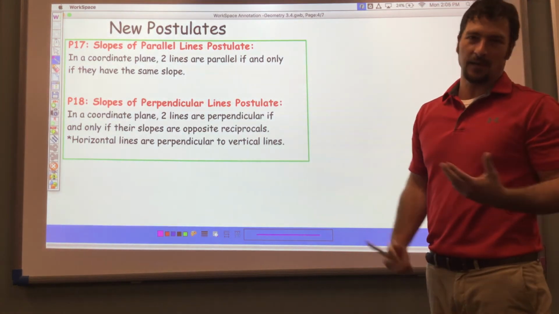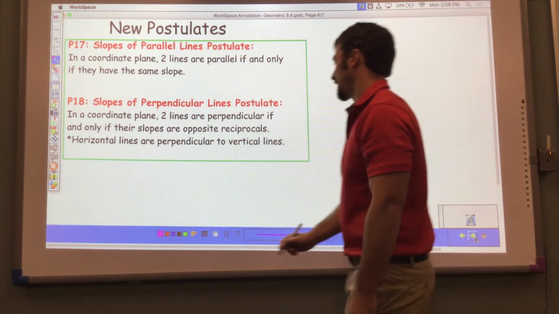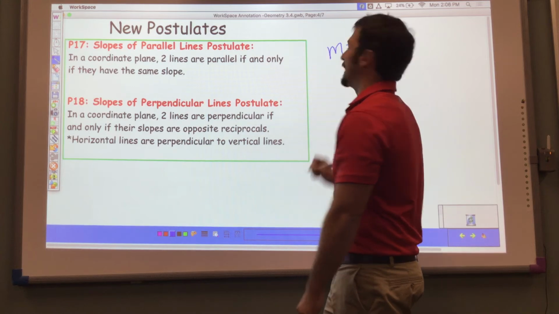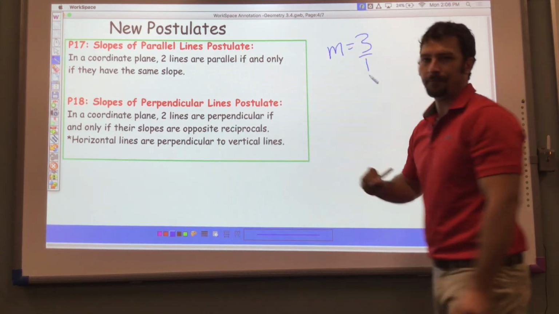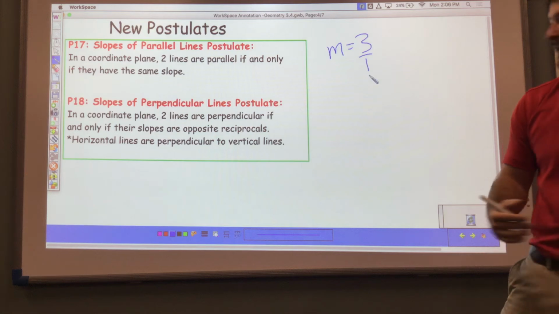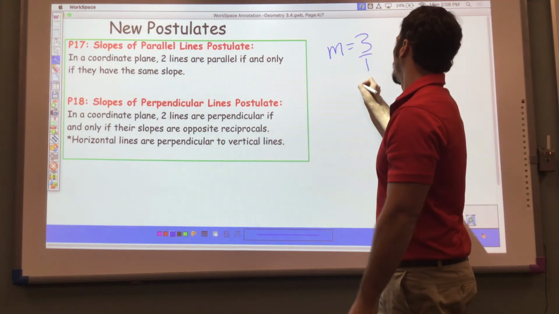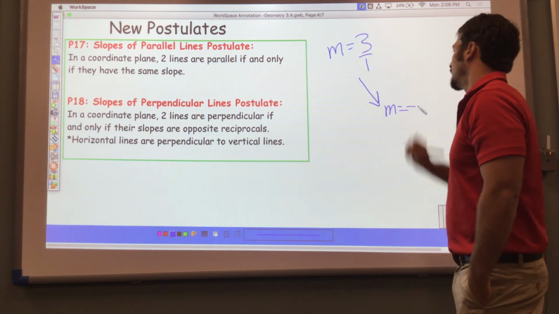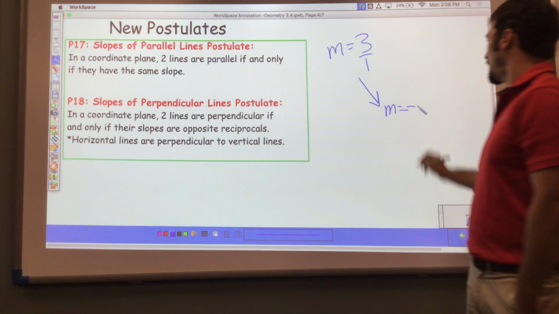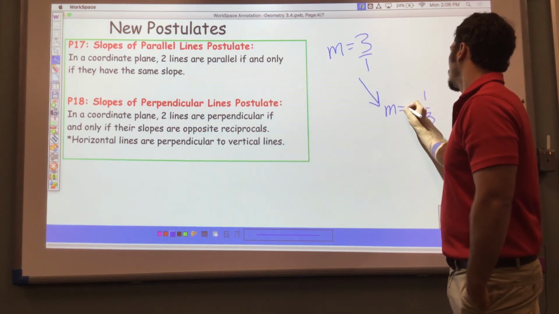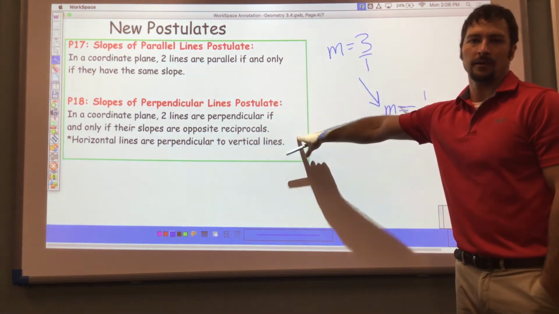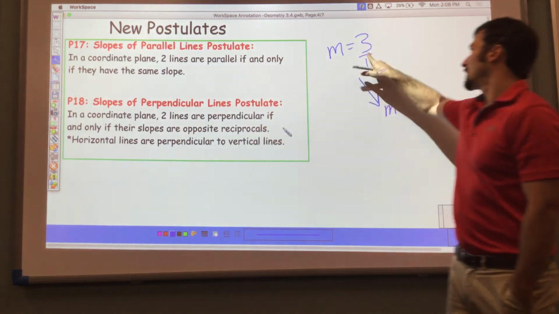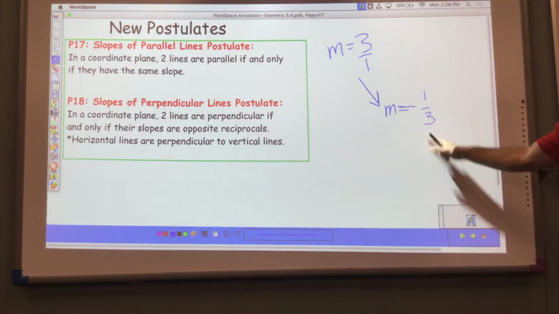So opposite reciprocal. If we have a slope of 3, really that would be 3 over 1. Opposite is going to change the sign, so that makes it negative, and then reciprocal flips it. So it's negative 1 over 3 for perpendicular lines. Again, for parallel, both slopes will be the same. For perpendicular, you're going to have the opposite reciprocal for your slope.